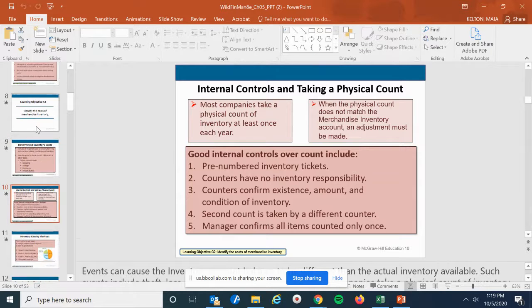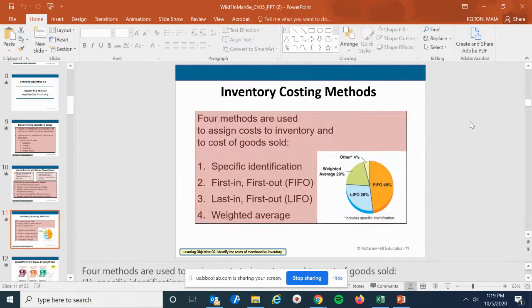So let's talk about how inventory is costed. Again, today we will only look at these inventory costing methods. I'll talk to you about specific identification, first in, first out, FIFO, or last in, first out, LIFO, and the weighted average costing method. And then on Wednesday, we will be working some additional problems from the book.